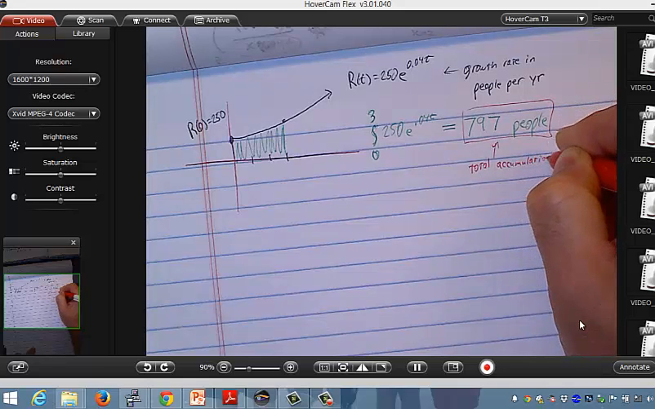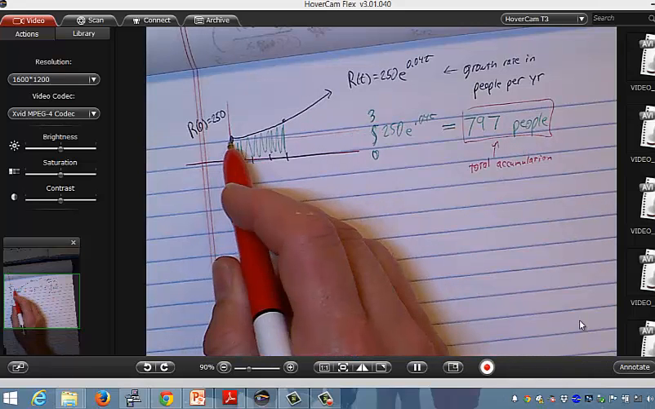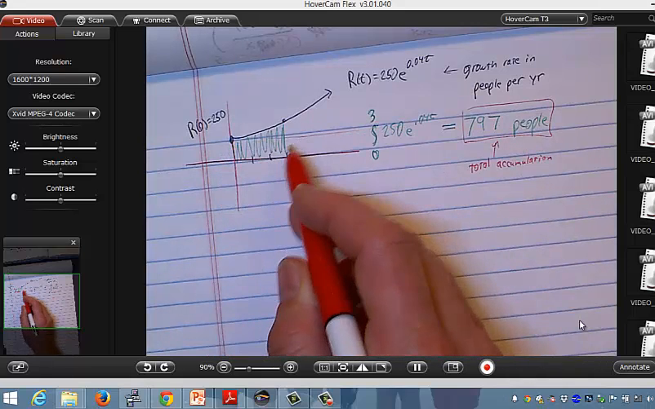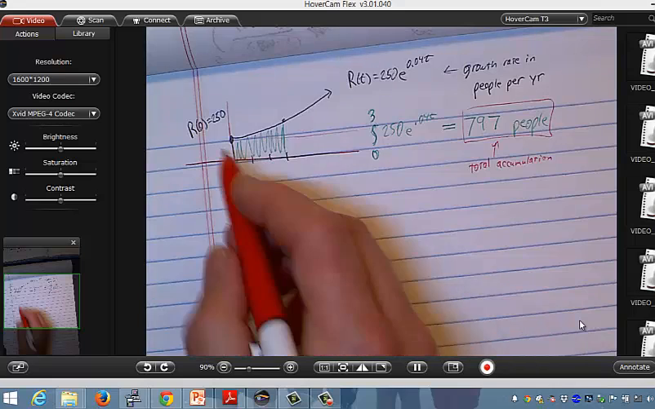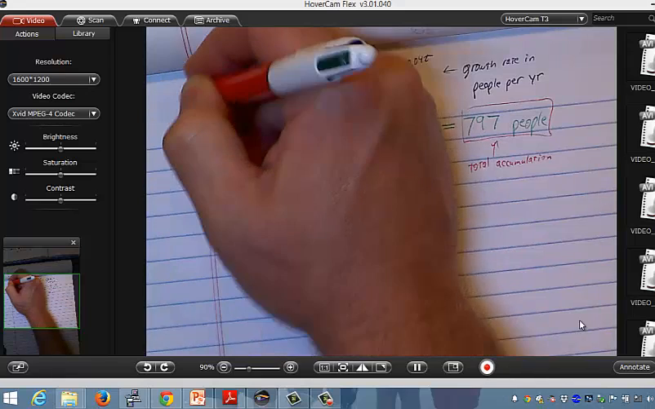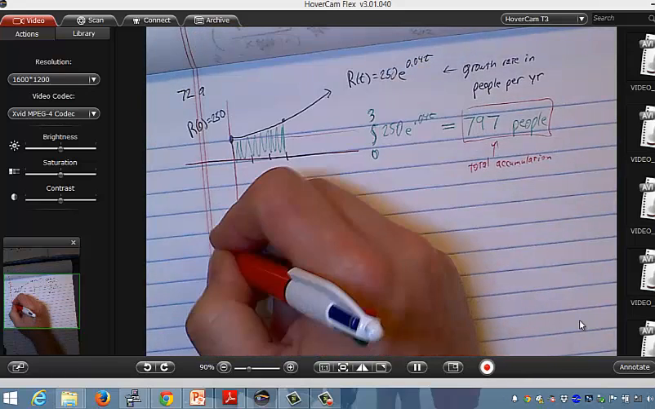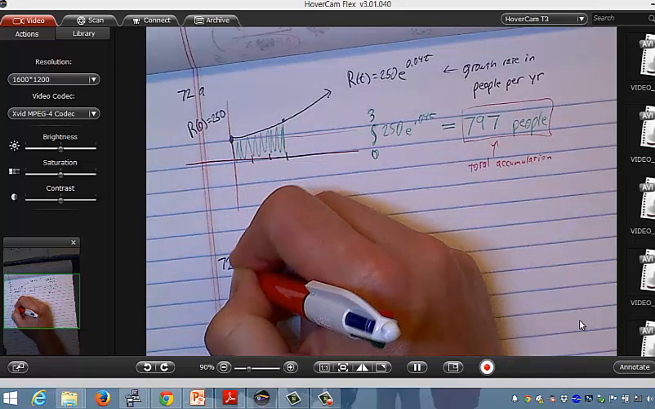And what I was saying was, what would have happened if it stayed flat? Well, it's growing 250, 250, 250, it would have been 750. But because it's growing more and more each year, that's why we're up to 797. Okay, now that's part A. This is problem 72, part A. So now we're on 72, part B.